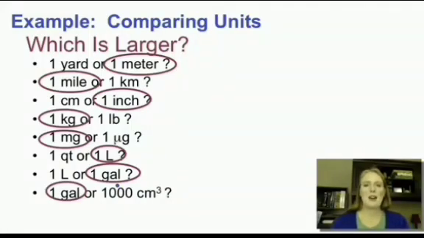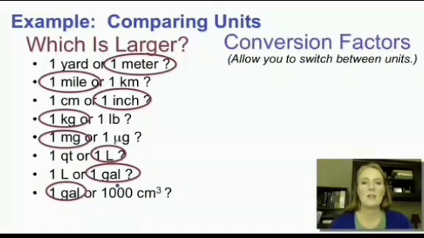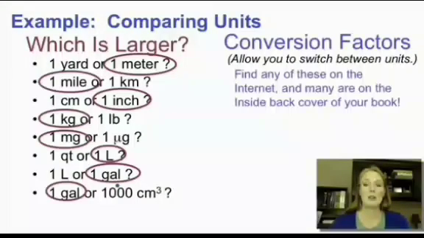What I was just doing there, although I was doing it in my head, was using conversion factors. Conversion factors allow you to switch easily between units, and they can easily be looked up. You can look them up on the internet, or you can look them up in any chemistry book that you have. It probably has them in the inside front or back cover.